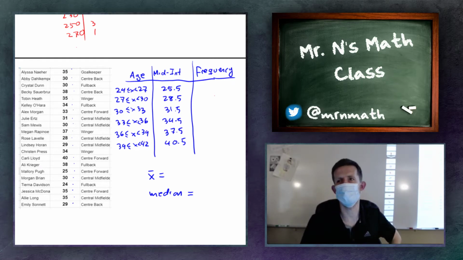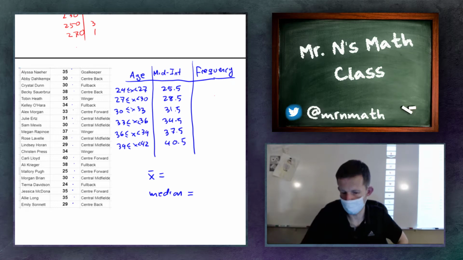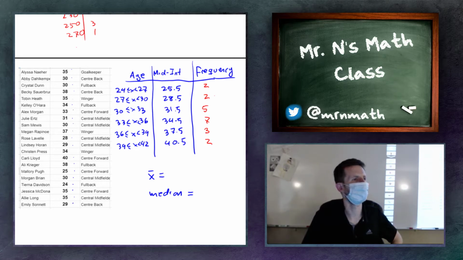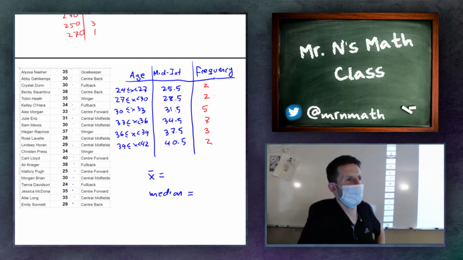Does anyone have these frequencies? I think so. All right, listen up. Alex, what'd you get? I got 2, 2, 5, 7, 3, 2. Can anyone confirm that? I got 2, 3. So if it's that, go and find the mean and the median.